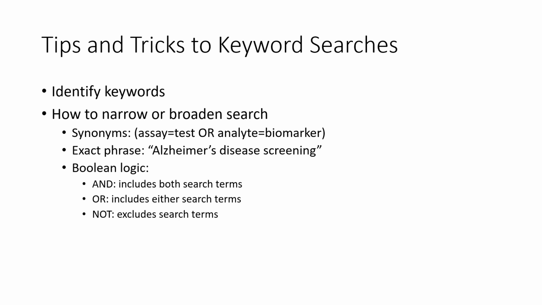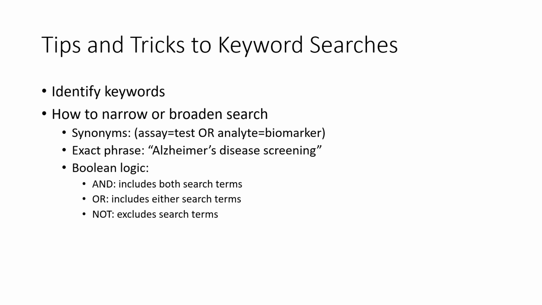You can also use what's called Boolean logic, where you can use things like AND, OR, NOT, and they're in all caps. So if I was to put Alzheimer's AND biomarker, it would look for both of those terms, and it wouldn't return any results that didn't have both of those terms. Or you can do Alzheimer's, and then you can do test OR assay. So then it would look at anything that included Alzheimer's in the terms assay or test.